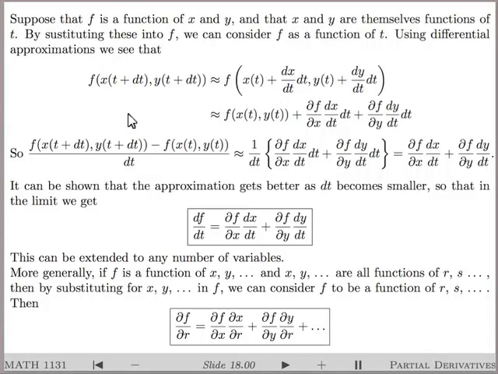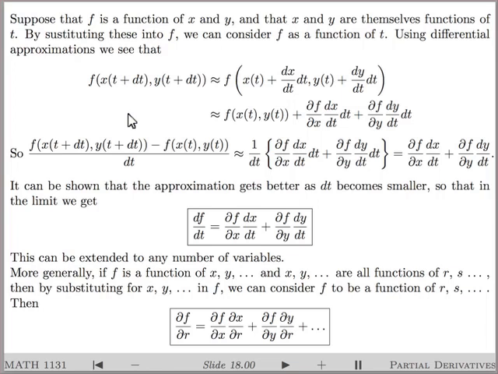Welcome. In this session, I will give a general overview of the chain rule for partial derivatives, functions of several variables. First, let's look at a special case. Let f be a function of two variables x and y, where x and y are themselves functions of a variable t. By substituting these functions into f, we can consider f itself as a function of t.